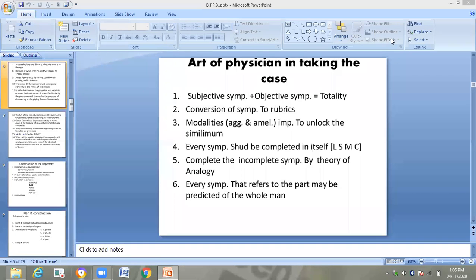In that, we discussed the life history of Dr. Boenninghausen as well as some introductory part of this repertory.